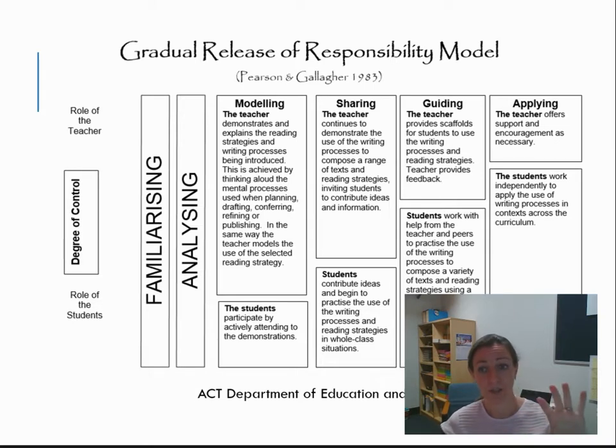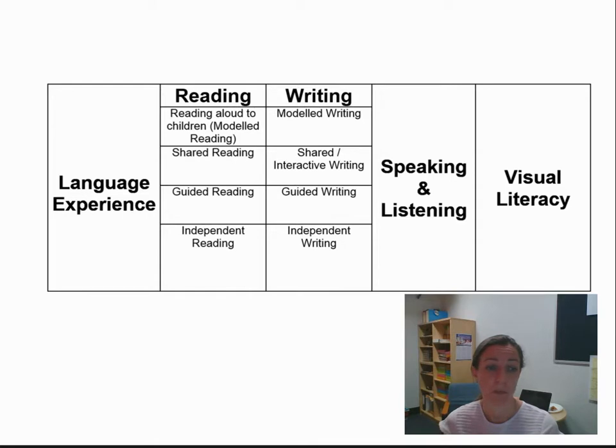And what we're going to do is have a look at how that models for instruction might fit into a literacy block. So here you might begin the literacy block with a language experience. For example, reading a book.